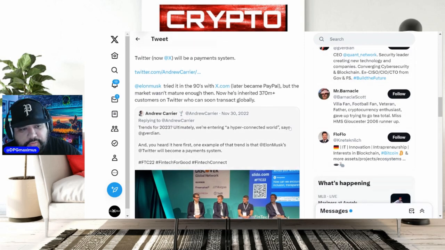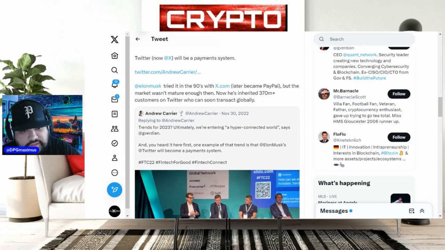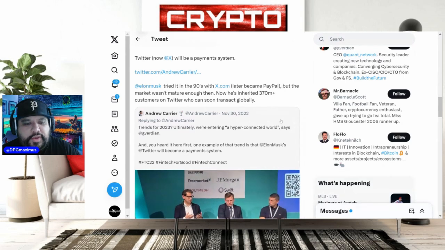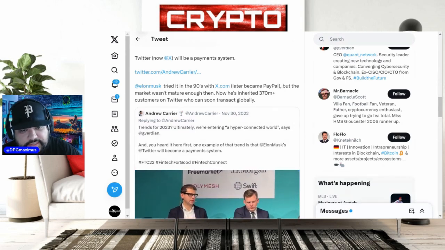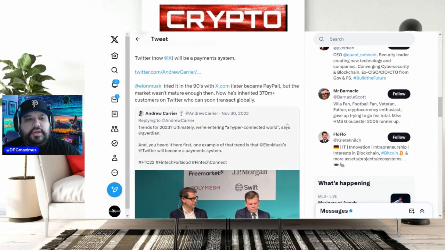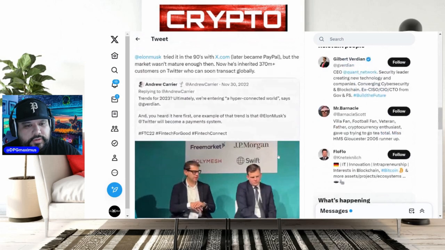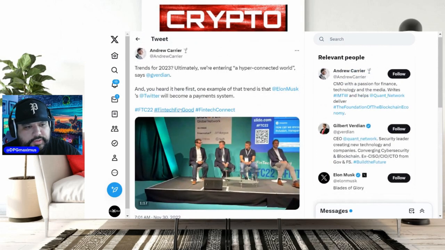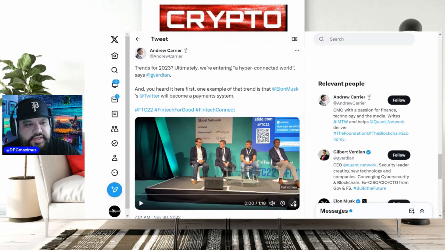It says Elon Musk tried it in the 90s with X.com. We did that little thing about this about a week ago. It was kind of a continuation. That later became PayPal, but the market wasn't mature enough then. Now he's inherited 370 million customers on Twitter who can soon transact globally. And this is a reference back to, for instance, Andrew Carrier. So we show you this for a second, and I'm glad they took the time to cite some of this.